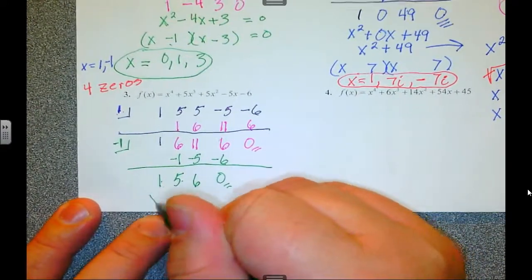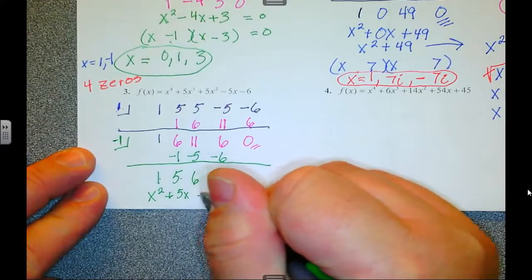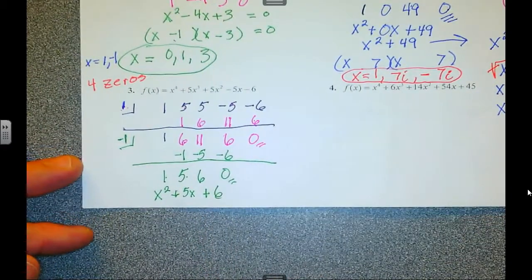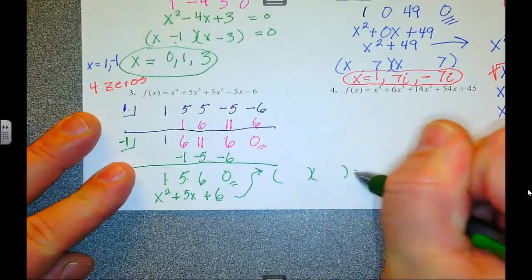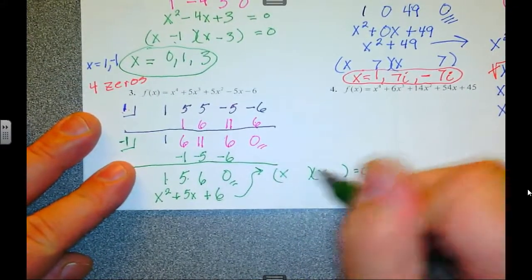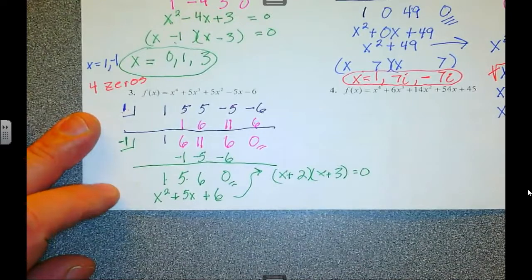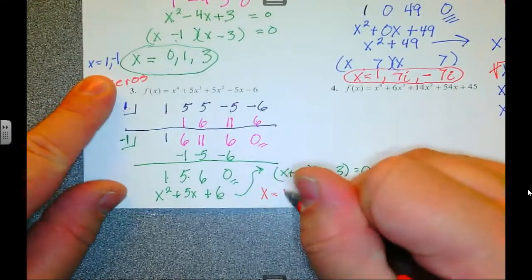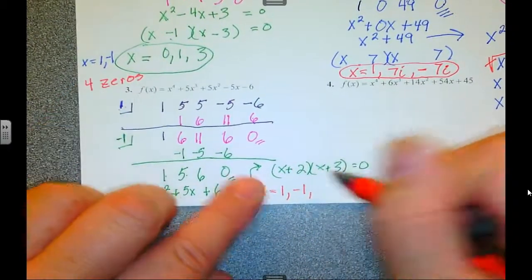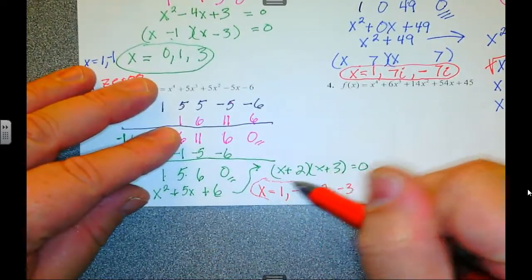Now, this becomes x squared plus 5x plus 6. We could factor that, right? See, x, 2 times 3, and they add up to 5. So, my zeros for this problem, well, my 2 I found on the calculator, and then negative 2 and negative 3. There's my zeros.